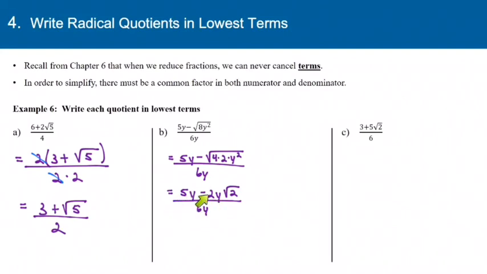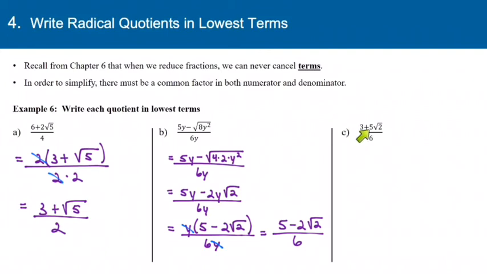Now notice that both terms in the top contain a y, so we will factor out a GCF of y, and in parentheses that's going to leave 5 minus 2 times the square root of 2, and the denominator is 6y. Now we can simplify the fraction, and notice that we have y in the top and y in the bottom, and so that's going to give us in the top 5 minus 2 square root of 2, and in the denominator 6. And for part C, we have 3 plus 5 square root of 2 over 6.